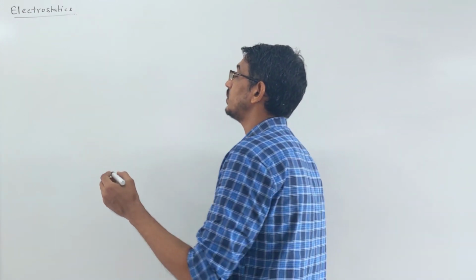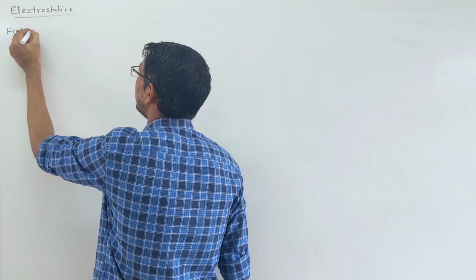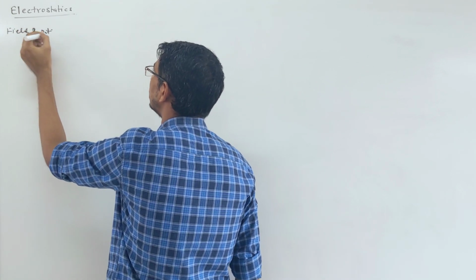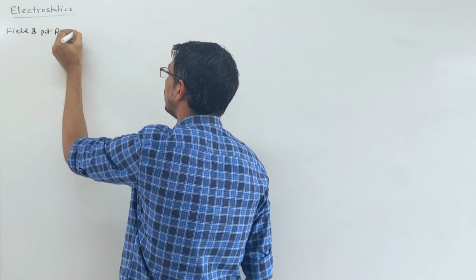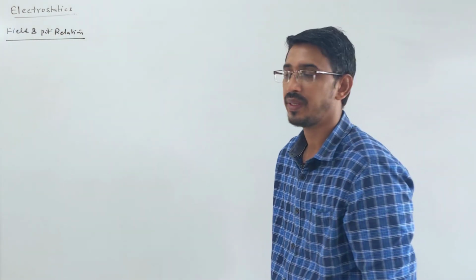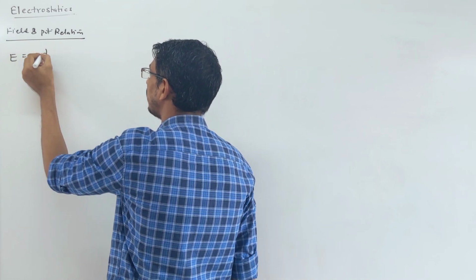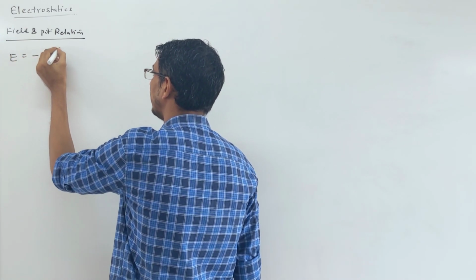So we are talking about field and potential. This relation is very important because many times they have asked it in our exam. So how do we correctly write it? We already know that the electric field is the negative potential gradient, dV by dr, right?